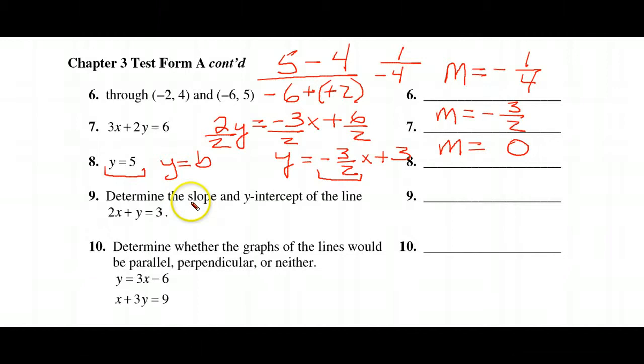Again, they want us now to find the slope and the y-intercept. Again, this is standard form, so we'll solve it for y. Transpose the 2x to the other side, and it becomes a negative 2x. Now my slope is a negative 2.